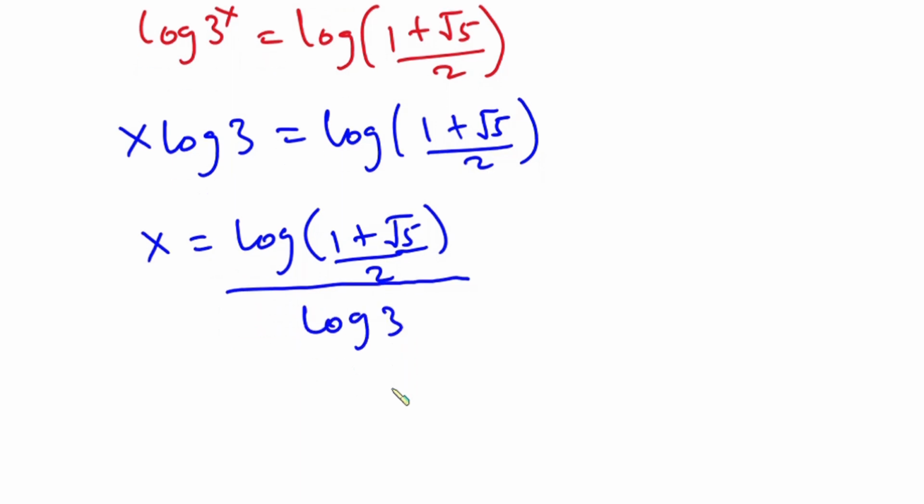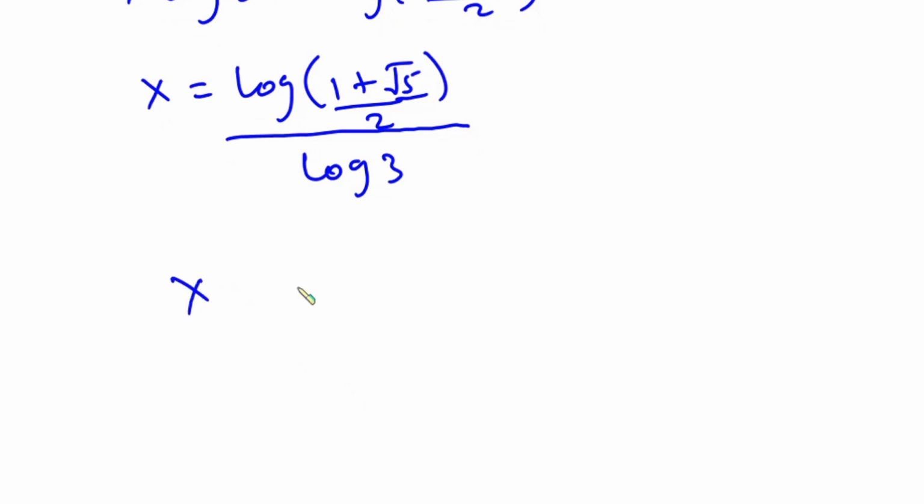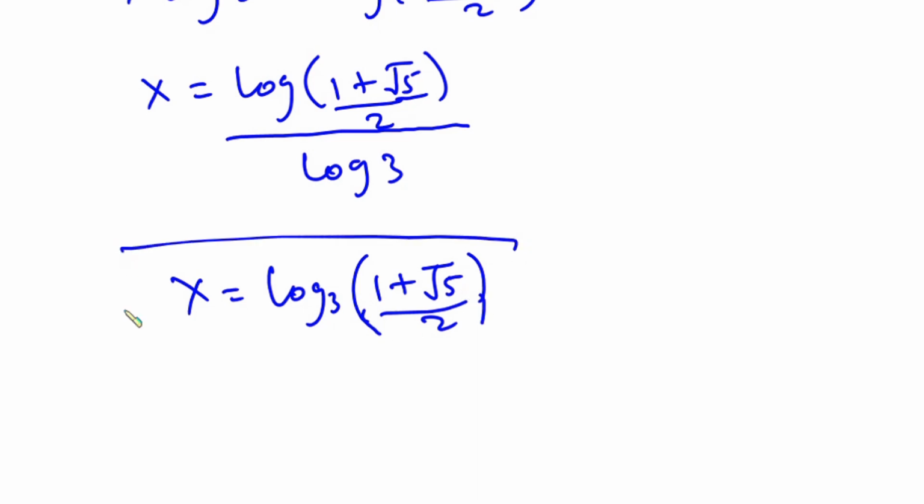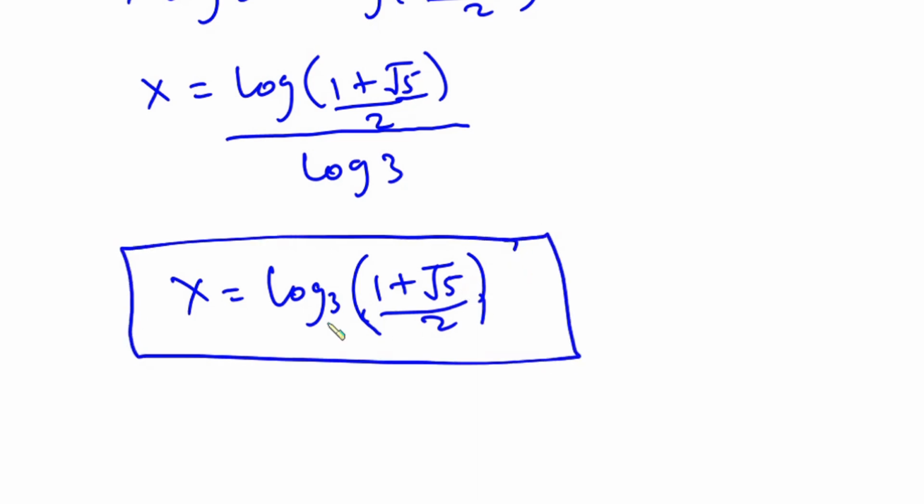And this could also be written as x is equal to the log base 3 of 1 plus square root of 5 on 2. So guys, this is our final answer. X is equal to log base 3 of 1 plus square root of 5 on 2.